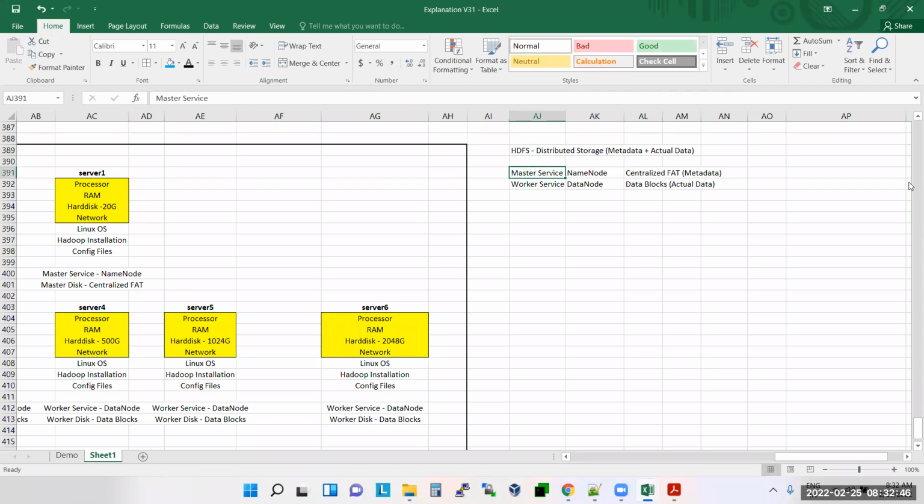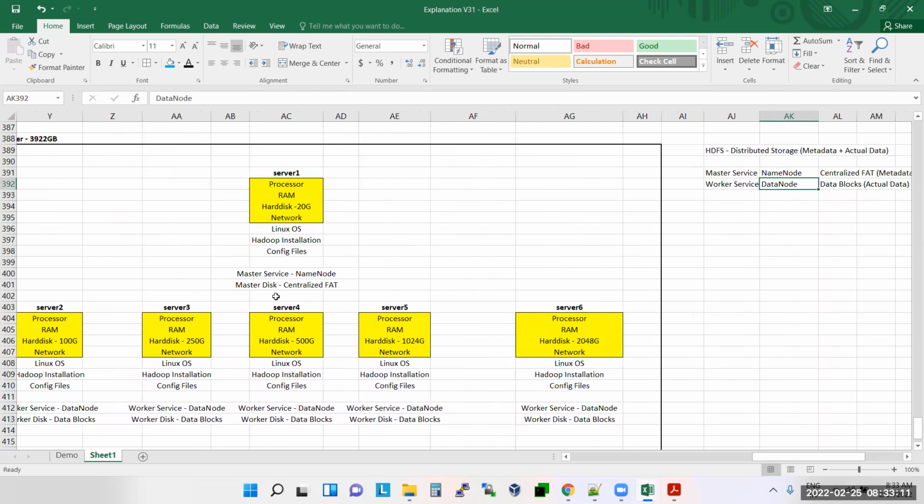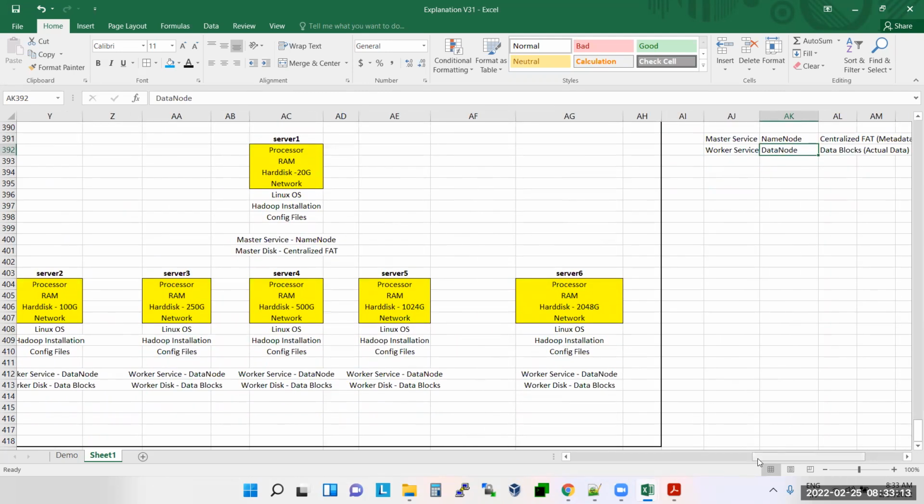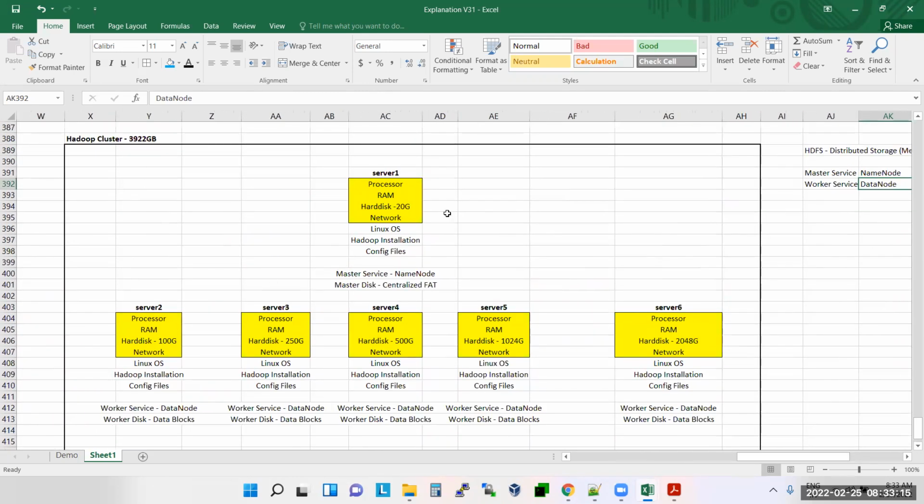Here the metadata is stored in a machine running the name node service. Actual data is stored in machines running the data node service. Now, by looking at this picture, can you say, hey, I have a Hadoop cluster? What is a cluster?